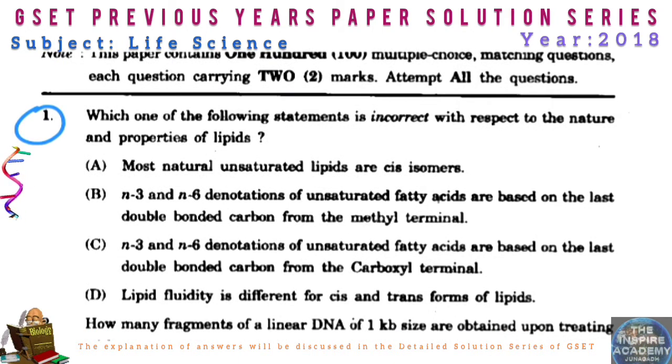Which one of the following statements is incorrect with respect to the nature and properties of lipids? The answer is: N3 and N6 denotations of unsaturated fatty acids are based on the last double bonded carbon from the carboxyl terminal. This statement is incorrect.